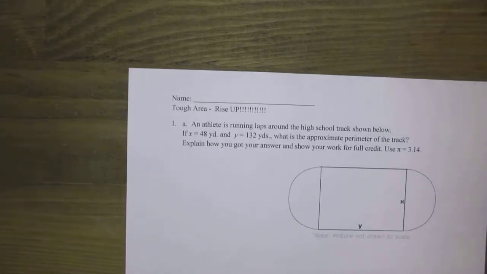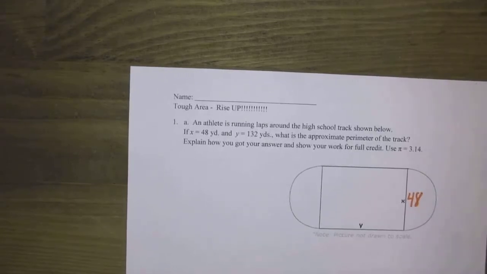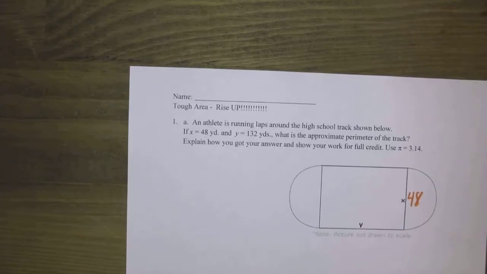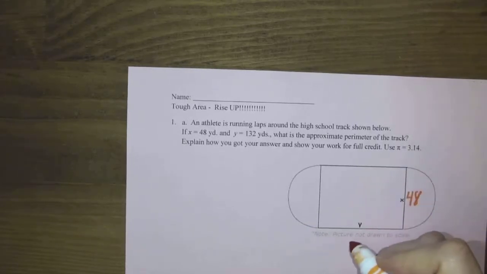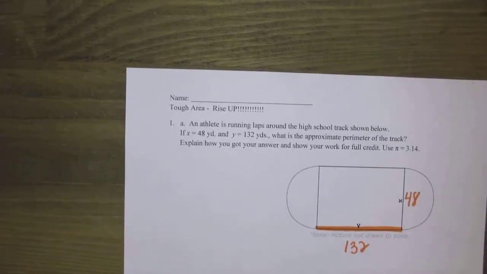If X is 48, so make sure you label 48 yards for the width of that rectangle, and Y is 132 yards, that is the length of that rectangle. It says, what is the approximate perimeter of the track? Explain how you got your answer and show your work for full credit. Use 3.14 for pi. I don't mind if you use your pi button on your calculator as well.